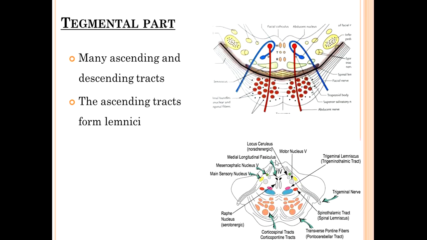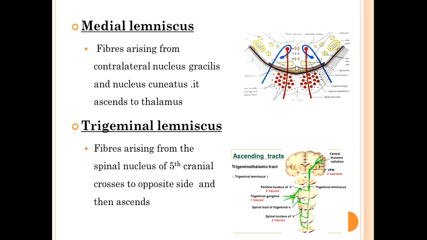Okay, so here is the tegmental part. There will be many ascending and descending tracts, and the ascending tracts will form lemniscus. So here you can see lemniscus, another lemniscus, then another lemniscus. First is the medial lemniscus. These are the fibers arising from the contralateral nucleus gracilis and nucleus cuneatus. It ascends to the thalamus.